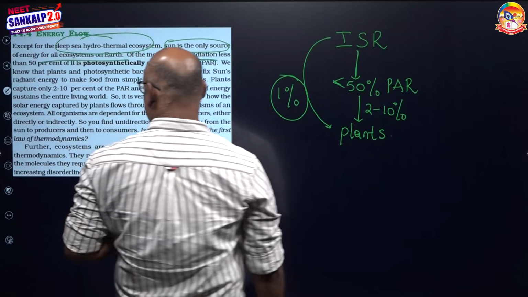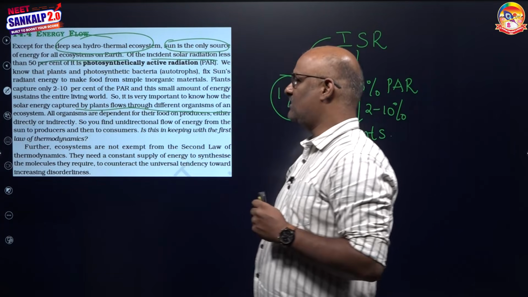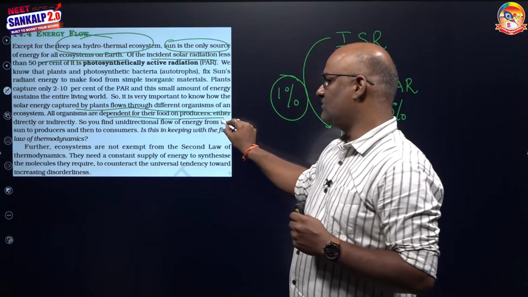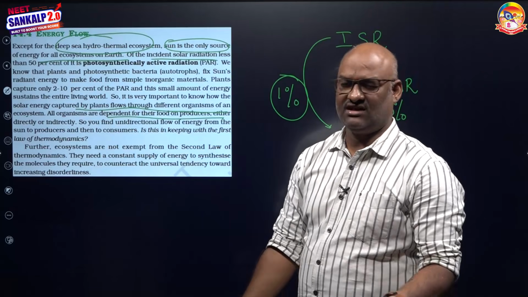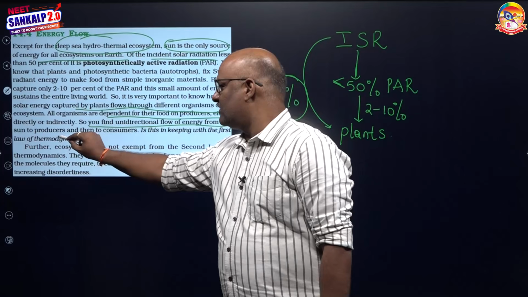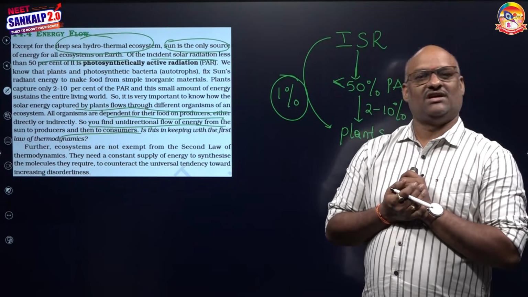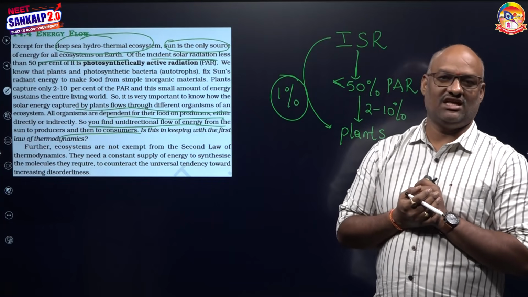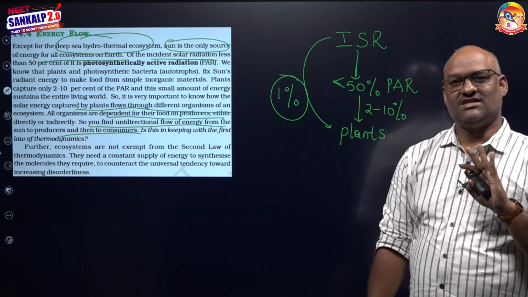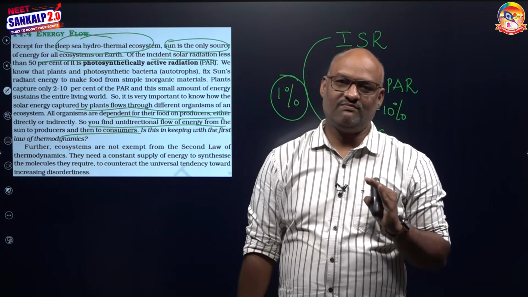Okay. It is very important that solar energy captured by plants flows to different organisms in an ecosystem. All organisms depend for their food on producers, either directly or indirectly, because we all know that. So there is a unidirectional flow of energy from producers to the consumers, and this follows the first law of thermodynamics: energy can neither be created nor destroyed but will be transferred from one form to another form. So all the ecosystems follow the first law of thermodynamics.